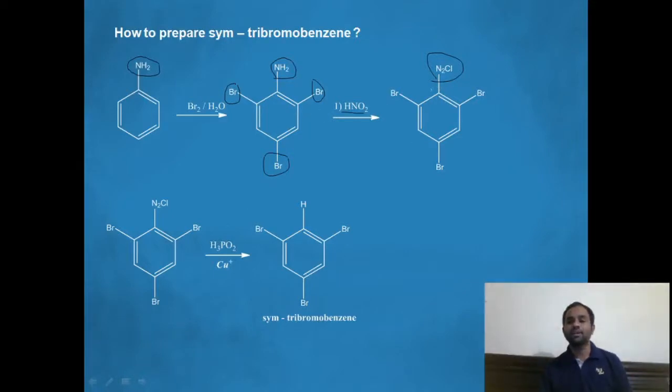This formed benzene diazonium chloride having 3 bromine substituents at these 3 positions, with the phosphorous acid followed by, in presence of copper, we will get this symmetrically substituted tribromobenzene, right?